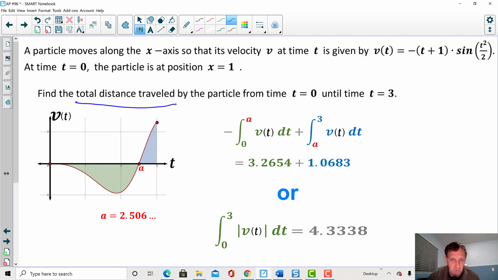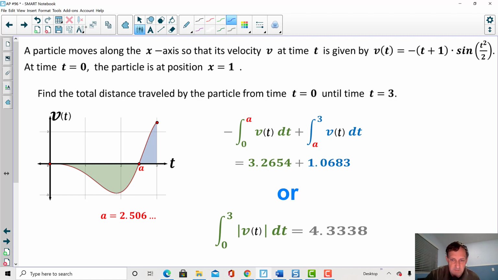So there's 2 ways you could do it. The quick way is to put absolute value around your velocity. And that would make all of these negative y values change into positive y values. If you do that, make sure your absolute value is inside of the integral, not on the outside. And typing that in your graphing calculator, you're probably going to get 4.3338. And I prefer just to truncate it, so I would write it as 4.333. That would be the total distance that the particle traveled during the time interval from 0 to 3.